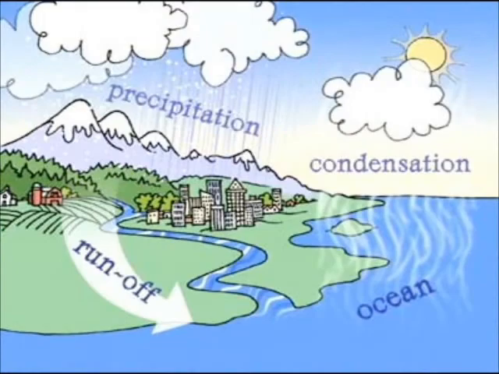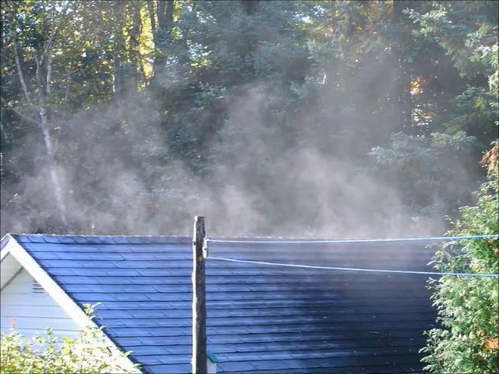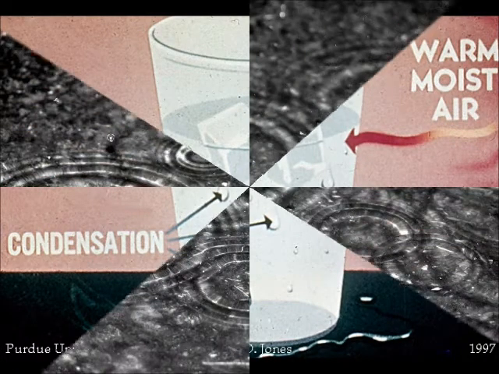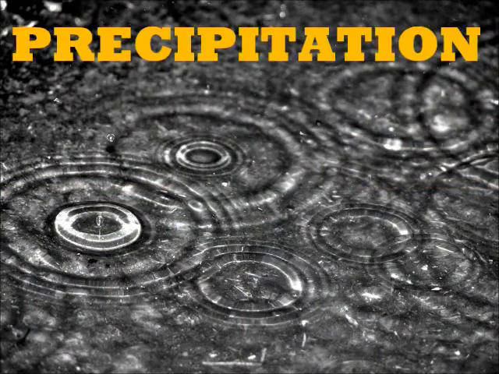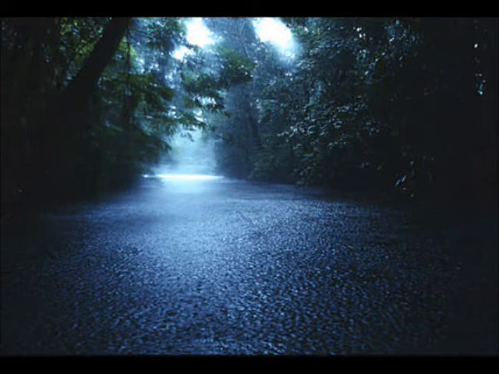So let's recap. The sun warms up the water, which makes it evaporate into the air. When it gets up there, it cools off and turns into water drops, also known as condensation. Then when the temperature is right and there's lots of water in the air, the clouds let go of the water and it falls back to the earth in precipitation. Then the cycle starts over: evaporation, condensation, then precipitation.